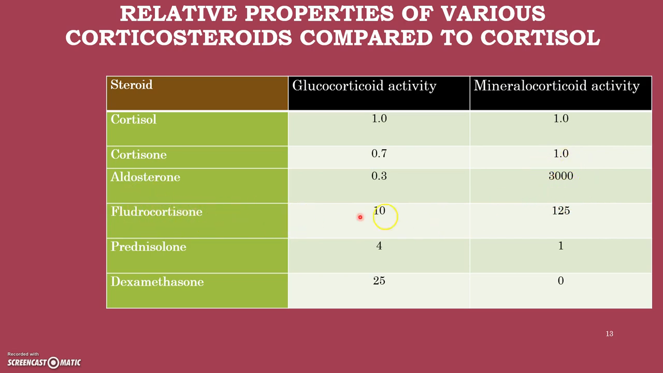Fludrocortisone has a higher mineralocorticoid activity compared to the glucocorticoid activity. Prednisolone is mainly glucocorticoid, so it's used a lot to reduce inflammation. And then dexamethasone again the focus is on reducing inflammation and has zero mineralocorticoid activity.